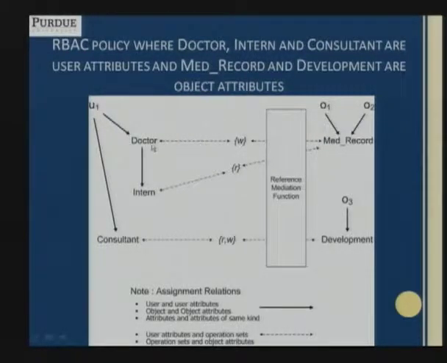this user attribute is assigned permissions by assignment onto operation sets. When this assignment has been carried out, then doctor can read this object attribute, which has been further assigned to objects O1 and O2. So this is our implementation of RBAC, and here the reference mediation function falls, which checks, before giving any permission, whether these are part of the capabilities of a user or not.